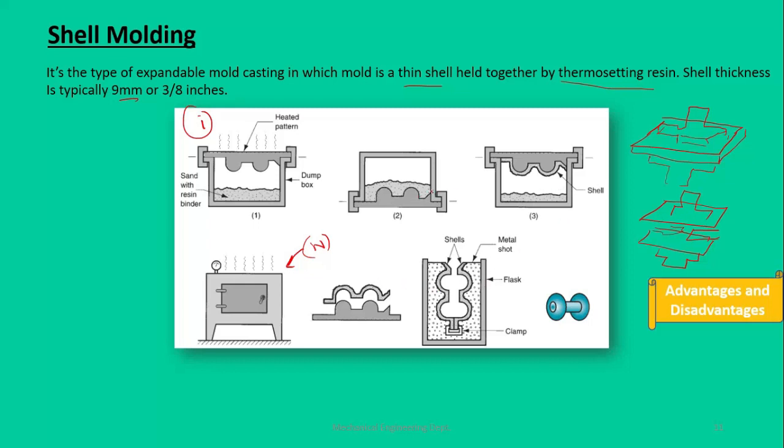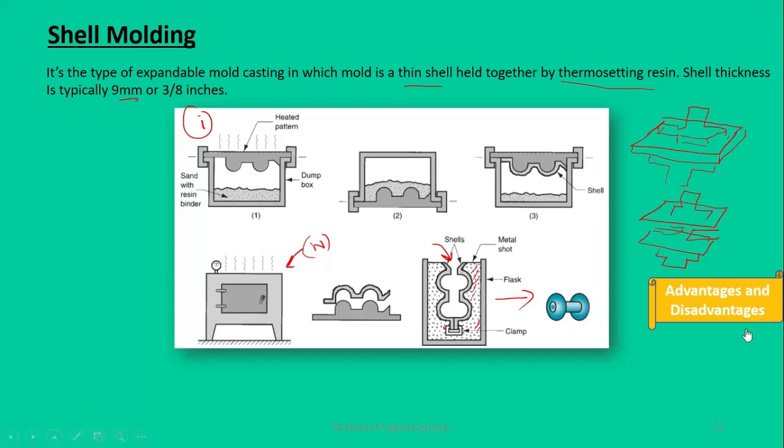Then we again perform the same steps for the second half of this mold cavity. The two halves of the shell mold are assembled and supported by a clamp as well as sand mixed with metal shots, and it forms a mold cavity. Once we pour the molten material here, we will get a product like this one.